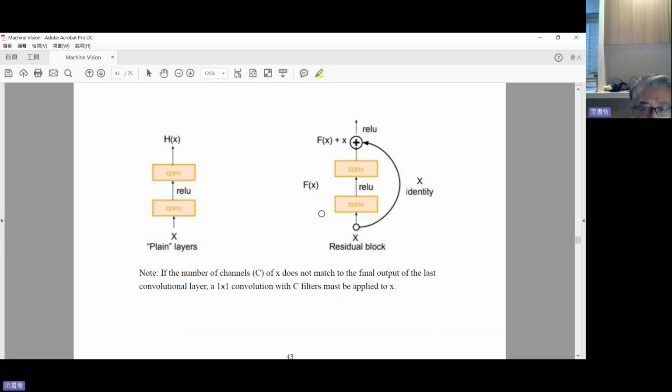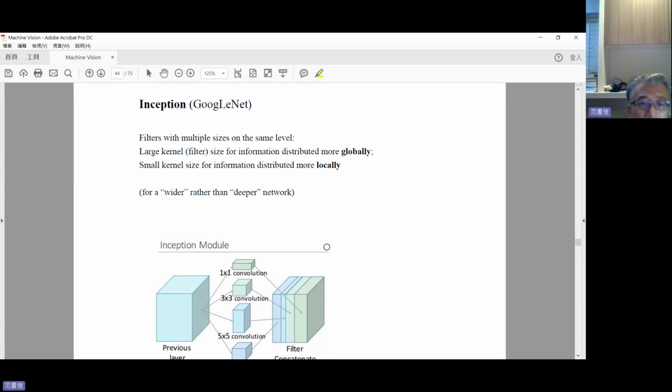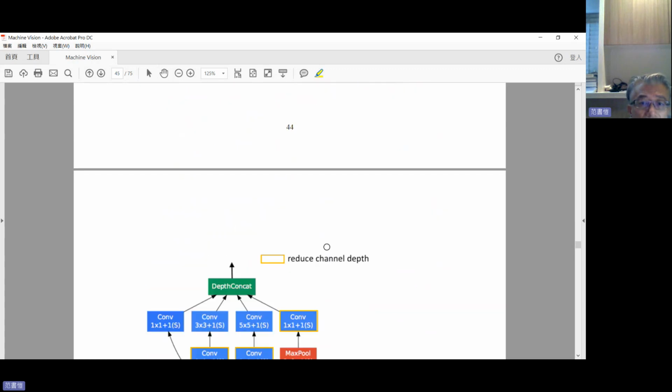So if the number of channels C of the x does not match the final output of the last convolution layer, a 1-by-1 convolution with C filters must be applied to the x. So this is like an adjustment term. And the inception, so this is quite complex. So I leave it as personal reading.